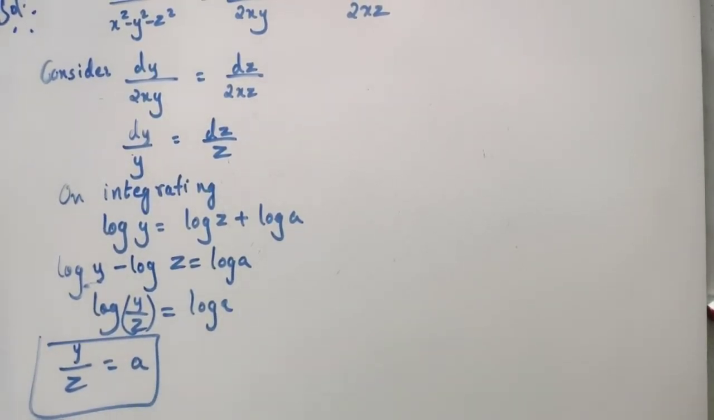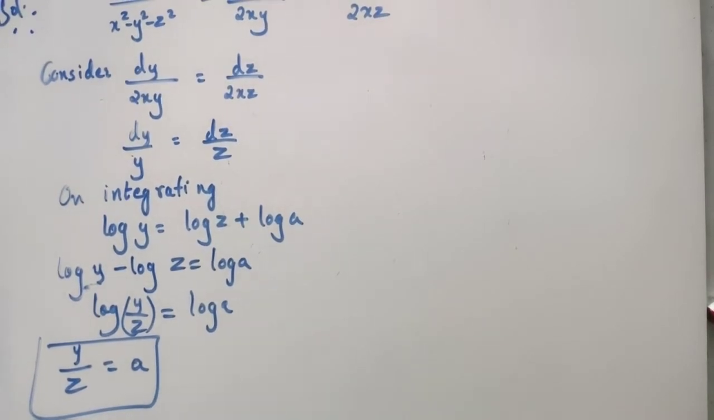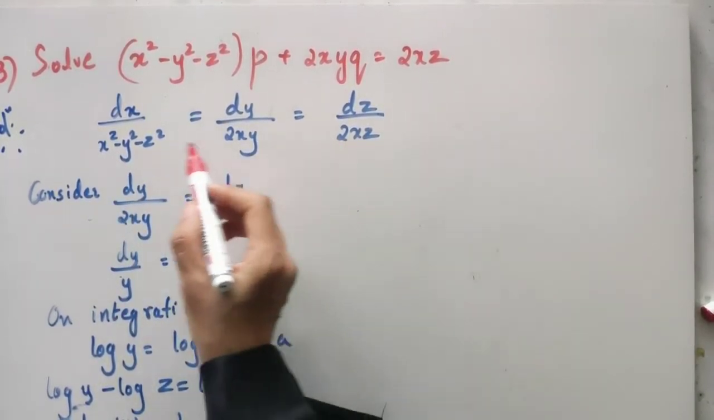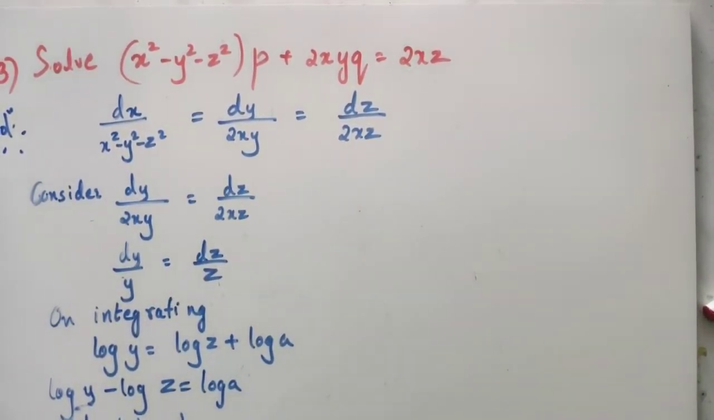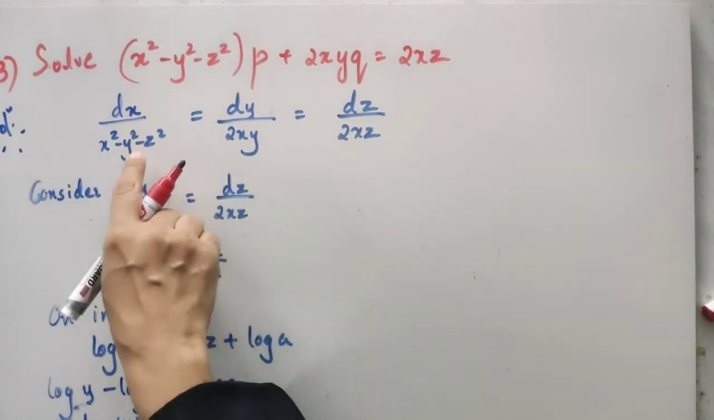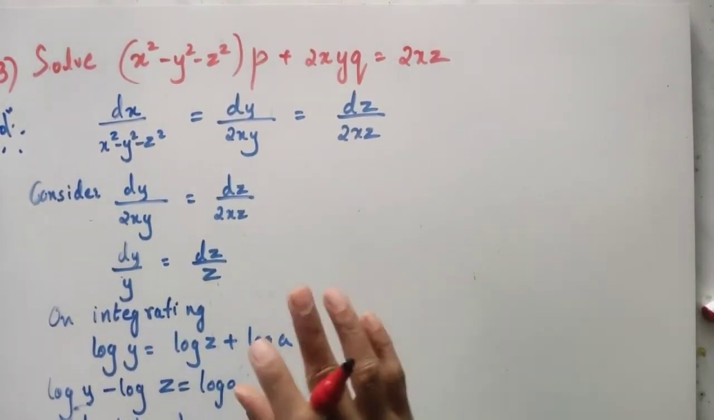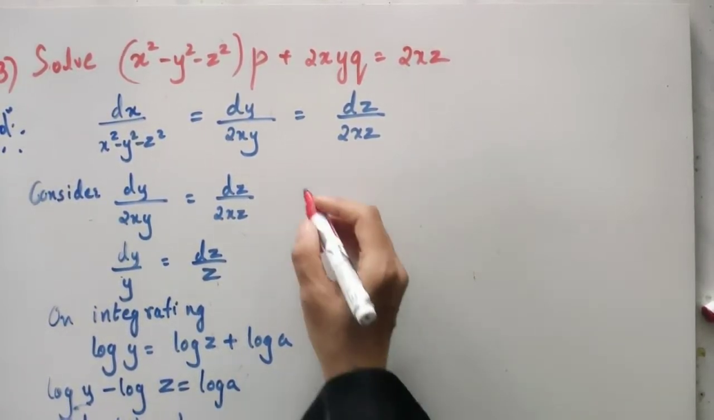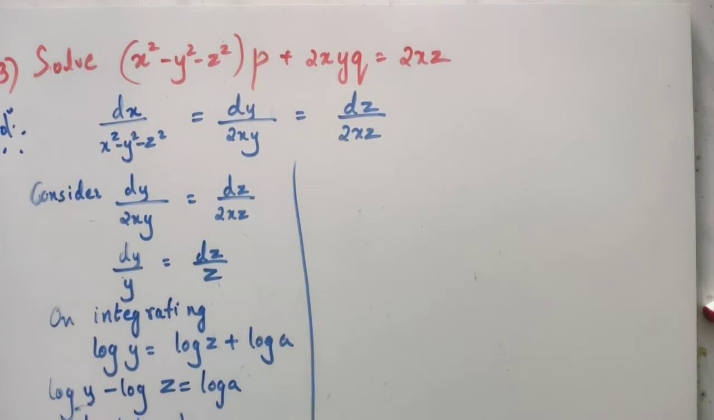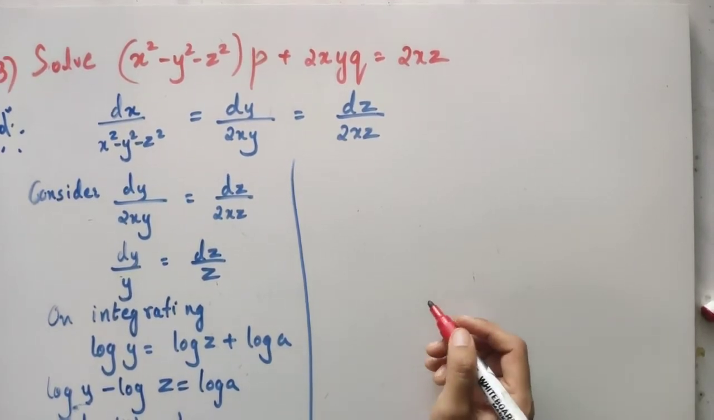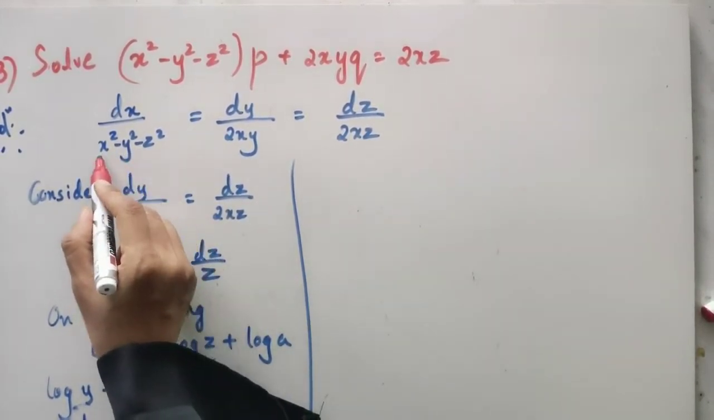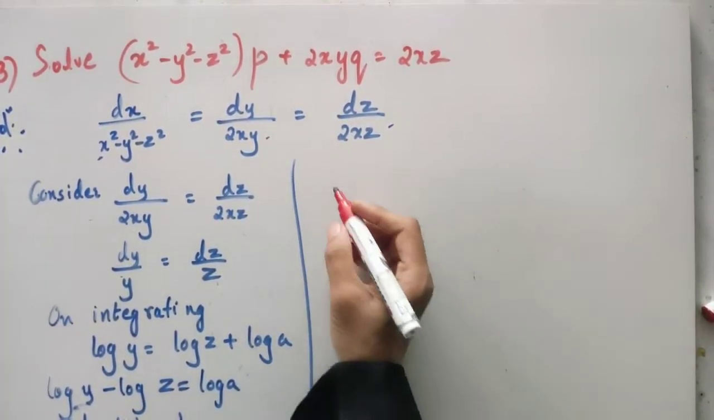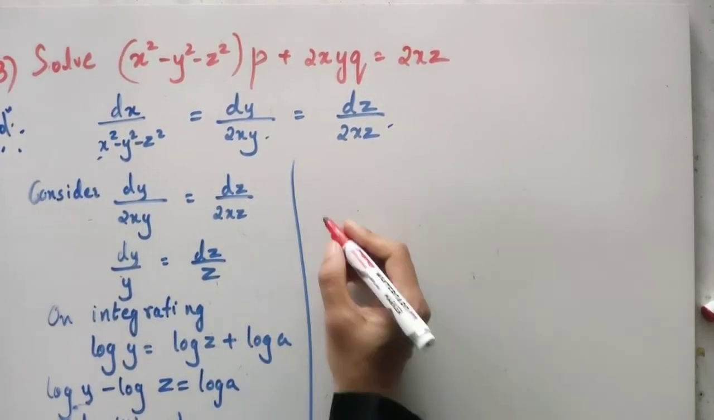Now, further, if I want to solve it, look at my subsidiary equations. If I equate the first with the second or the first with the last one, I am unable to simplify or separate the variables. So for that I'll use multipliers. What type of multipliers should I use? If I multiply x to the first fraction, y to the second fraction, z to the third fraction, let's see whether we can separate the variables after doing so.